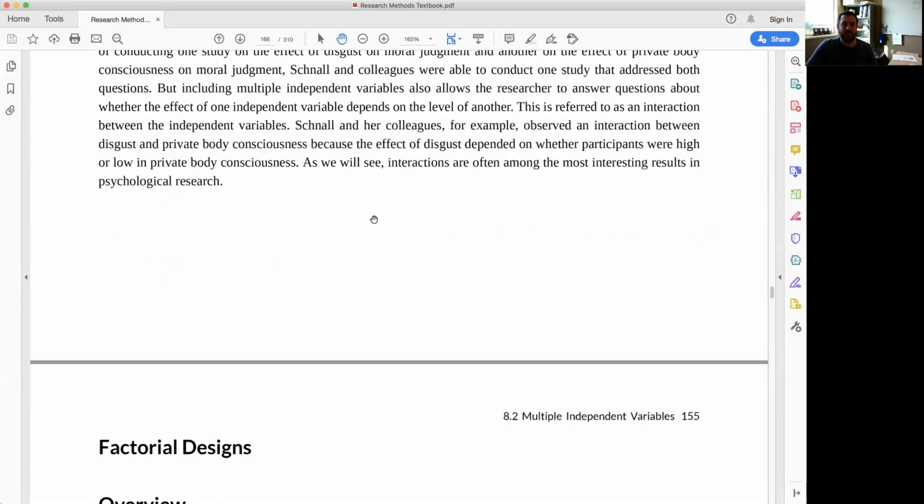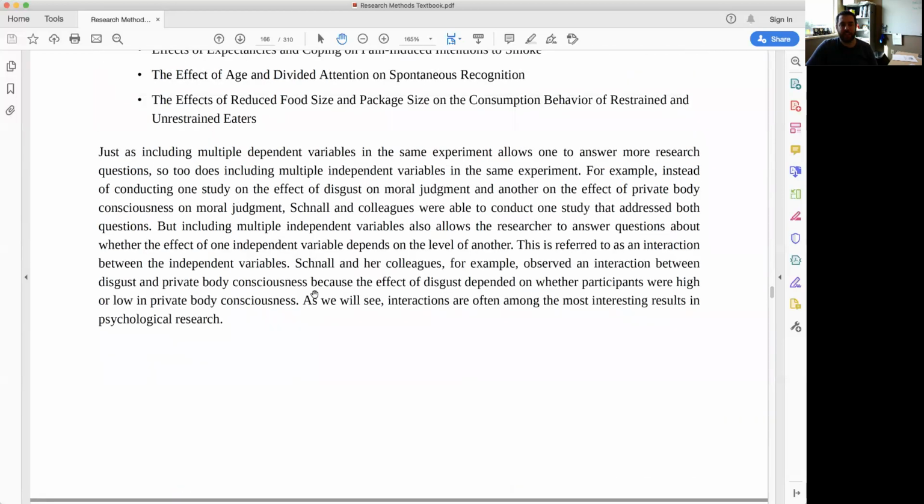Essentially, your book talks about different scenarios of just having two things that you're interested in to see how does it impact a dependent variable. So affective age and divided attention on spontaneous recognition. So affective age being an independent variable in this case, divided attention being another independent variable, and then spontaneous recognition being your dependent variable.